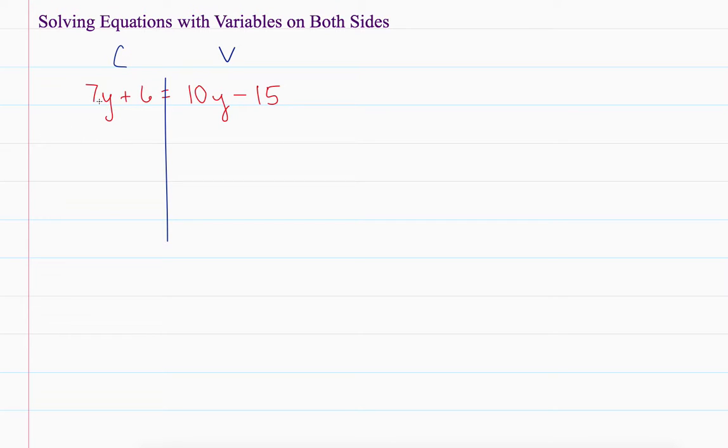Notice that I have this variable term, this 7y, on this left side, but I want to get it on this side, the variable terms, because there's a variable to it, right? So I'm just going to subtract this 7y from over here. But remember, with an equation, whatever I do to one side, I have to do to the other side. So if I do 7y minus 7y, those cancel out, and on this side, 10y minus 7y leaves me with 3y.